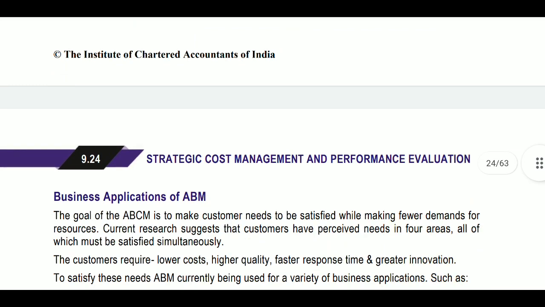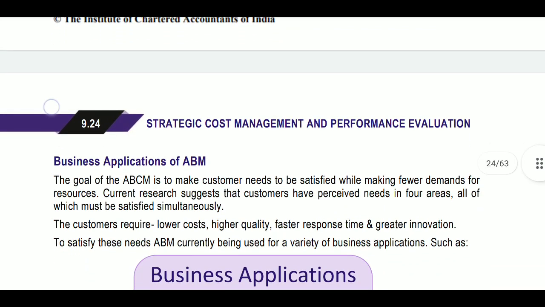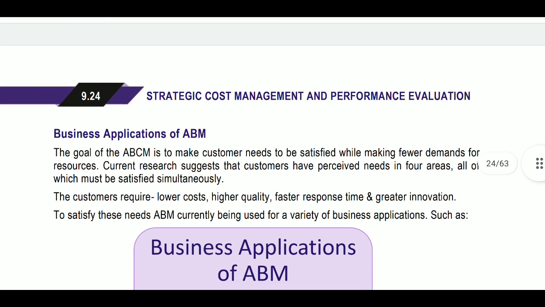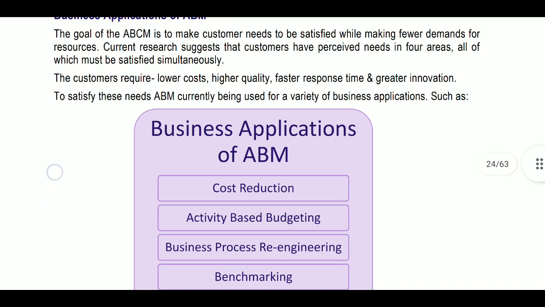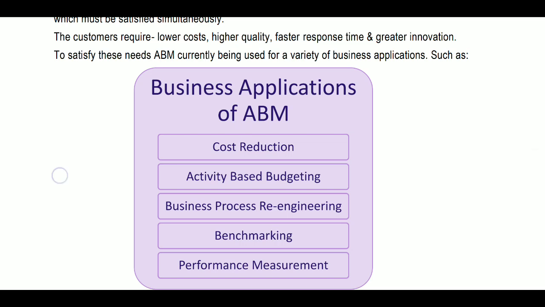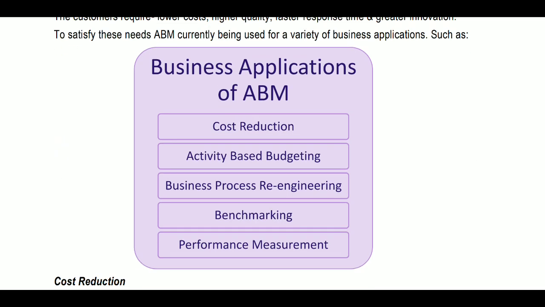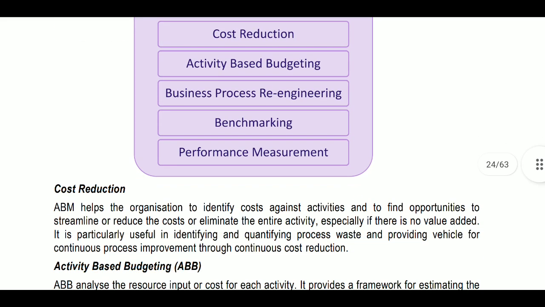Next, after that we will see the business application of ABM, and the ABC differences we will see. Business applications of ABM will be cost reduction, activity based budgeting, business process re-engineering, benchmarking, and performance measurements.